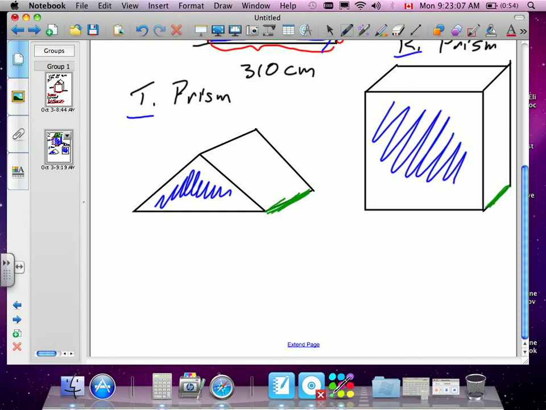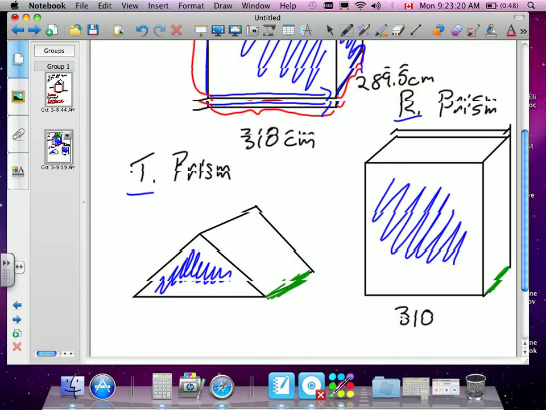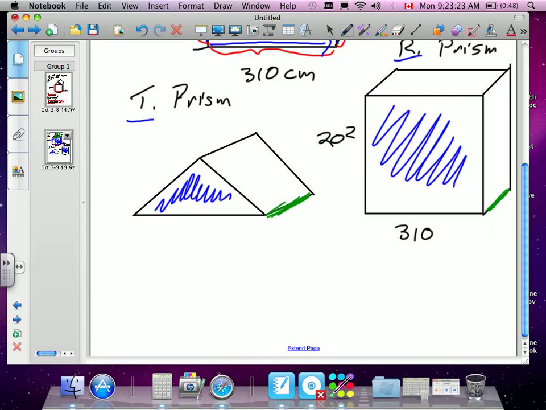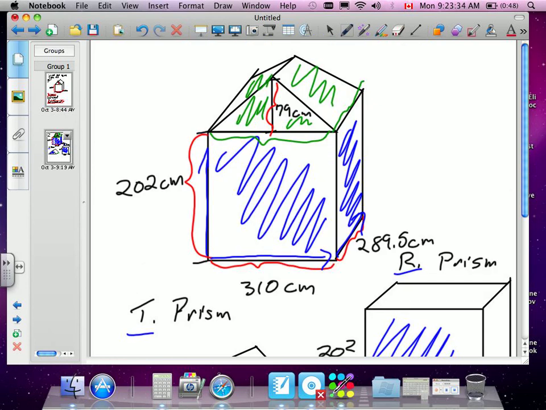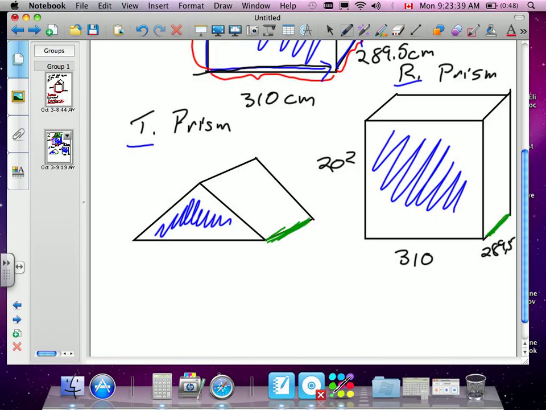So we had our measurements. Remember, the base of our rectangular prism was 310. The height was 202. And the depth was 289.5. And these are all centimeters. Now, because the roof was on top of the building, it had the exact same base, like we said before. The base of this triangle is the same base as our rectangle. So the base of this object is 310 centimeters. The height of the middle of the triangle we had was 79. And the depth was 289.5. The exact same depth as the rectangular prism.